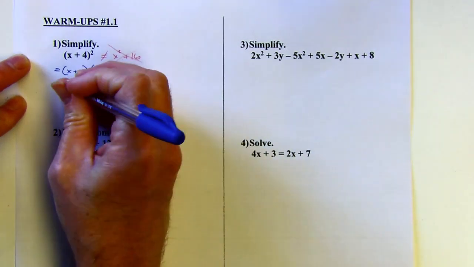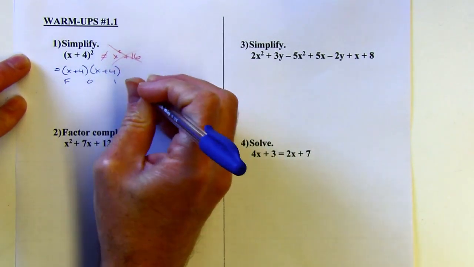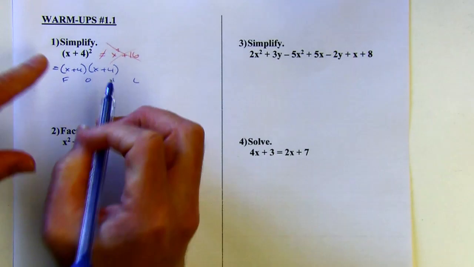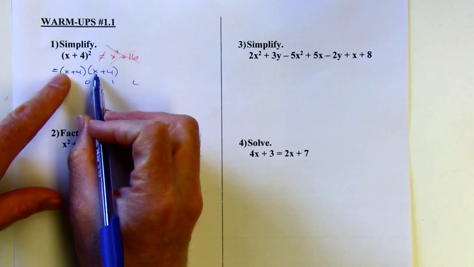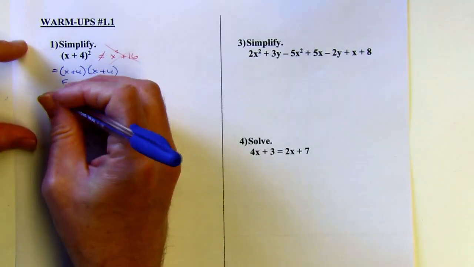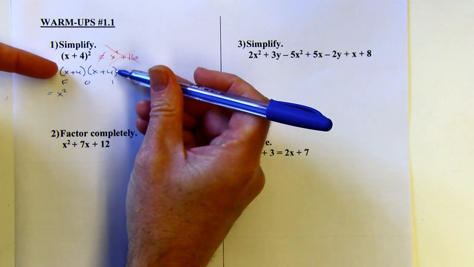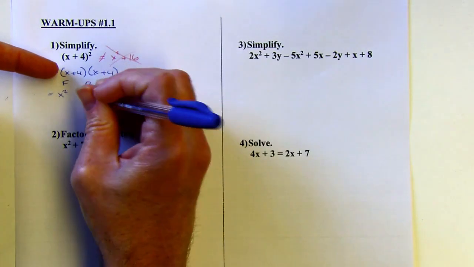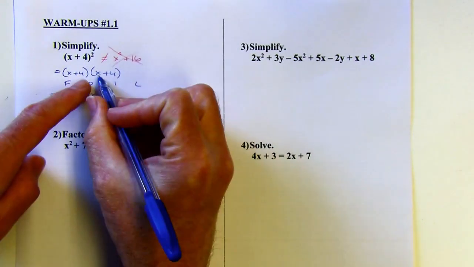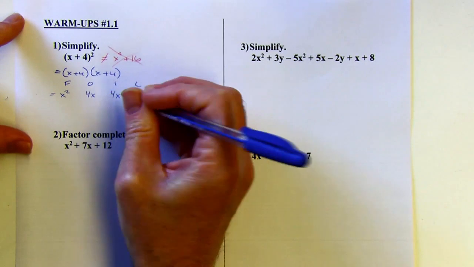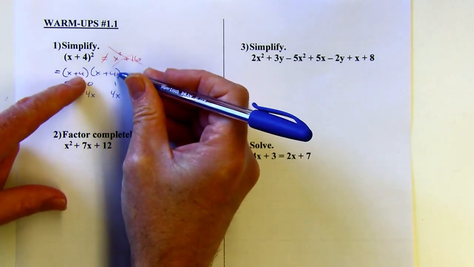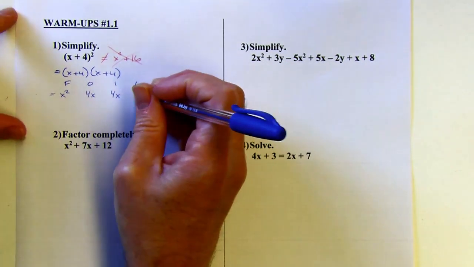I'm going to use FOIL, so F-O-I-L stands for first, outer, inner, last. So first means I'm going to multiply the parts out front. X times x is going to be x squared. Outer is the parts on the outside. X times 4 would be 4x. Inner would be the parts on the inside. 4 times x is 4x as well. And then last, at the end of the parentheses, 4 times 4 is 16.